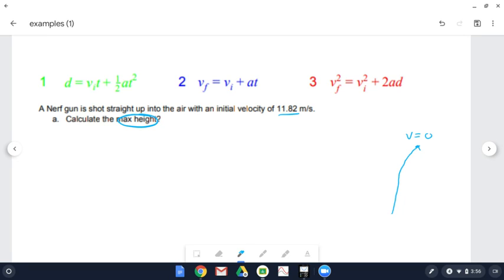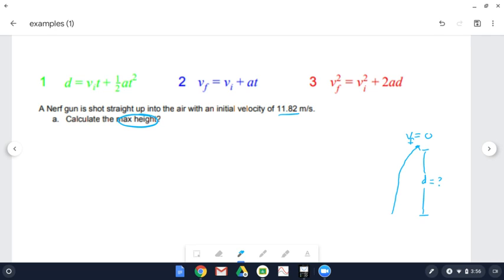So we do know that at max height the final velocity has to be 0, because it will reach a spot where it needs to technically stop before turning back around. Here is our distance that it travels. So this would be our max height, and that's unknown at this time.